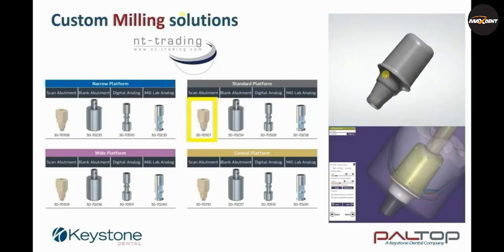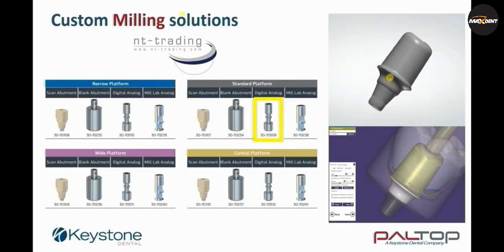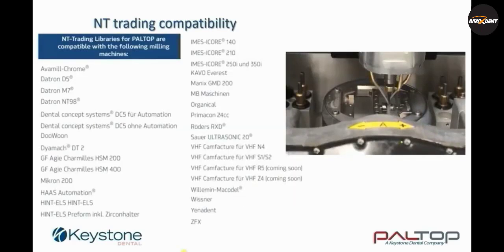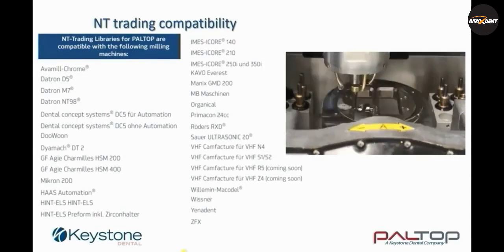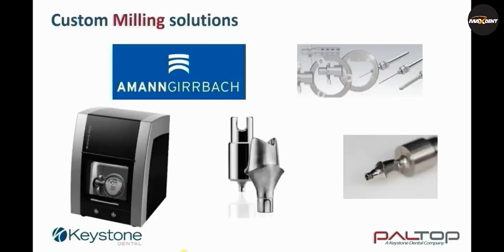We have NT Trading scan abutment, NT Trading preform, the digital analog for a 3D printed model, and the milling analog. Please note the original holder for NT Trading preform requires the milling analog. The new fixture holder functions without the need for a milling analog. The list of milling machines compatible with NT Trading are to be found on the Paltop internet site or on the NT Trading site. We have also teamed up with Amann Girrbach.